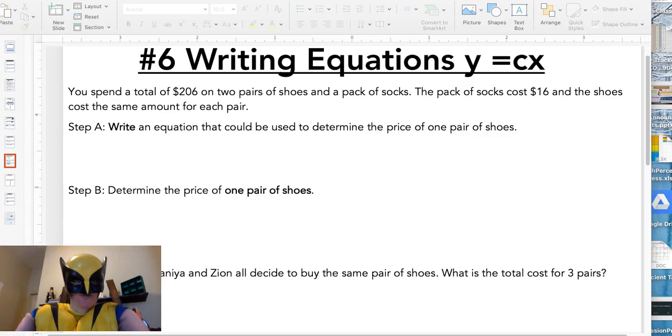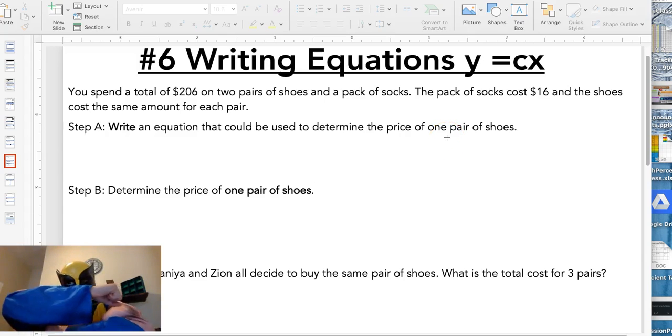You spend a total of $206 on 2 pairs of shoes and a pair of socks. The pair of socks costs $16, and the shoes cost the same amount for each pair. So we know about the socks, but we don't know about the shoes. What we know about the shoes is that they have the same price for 2 of them, and the socks are 16. We want to write an equation that could be used to determine the price of 1 pair of shoes.